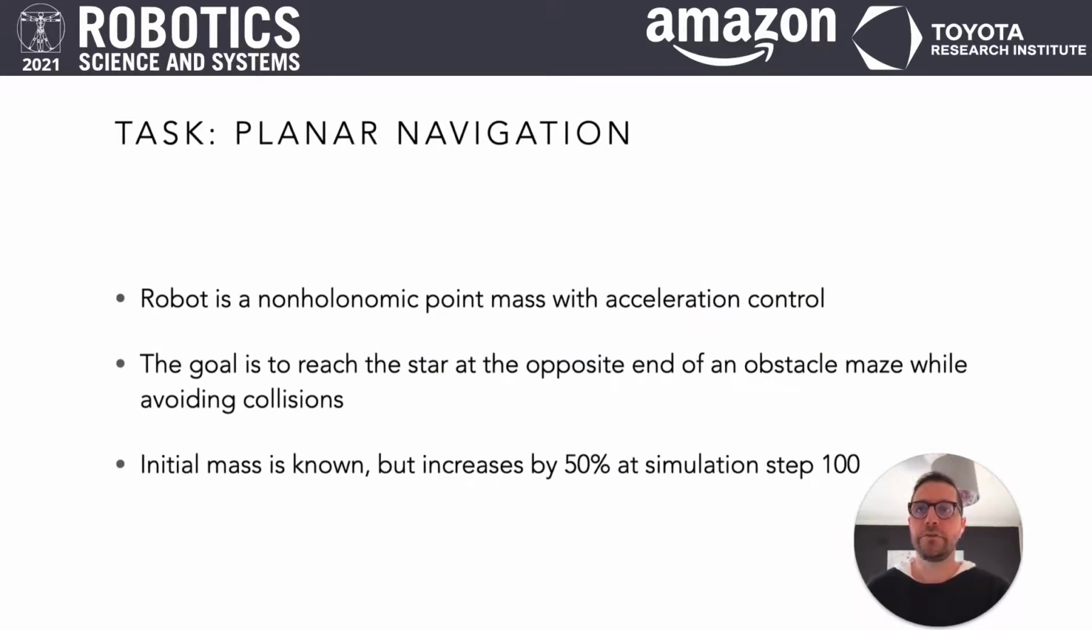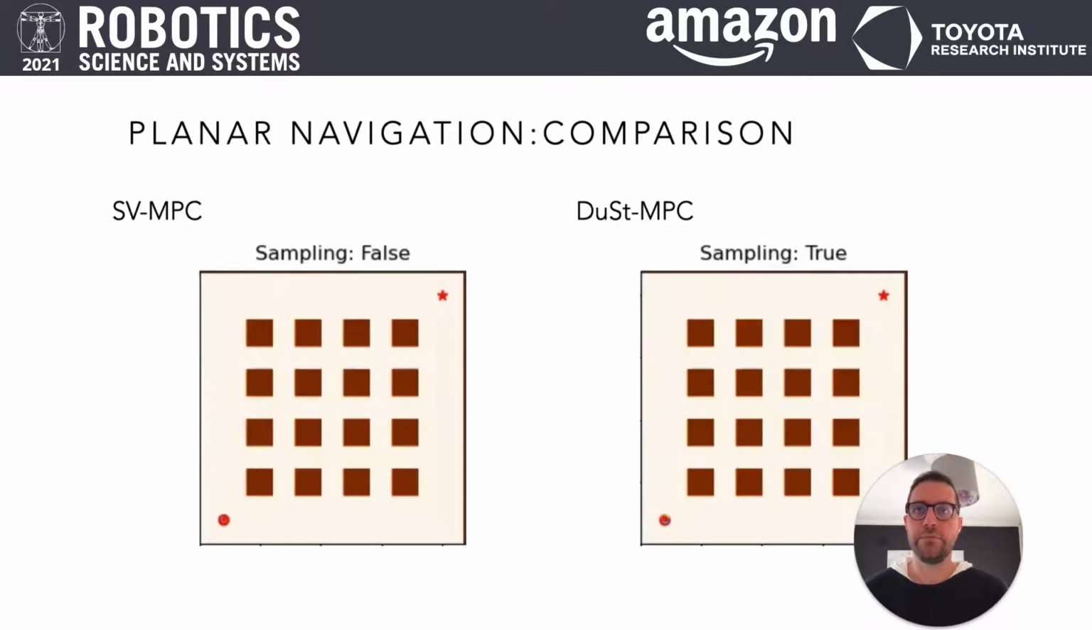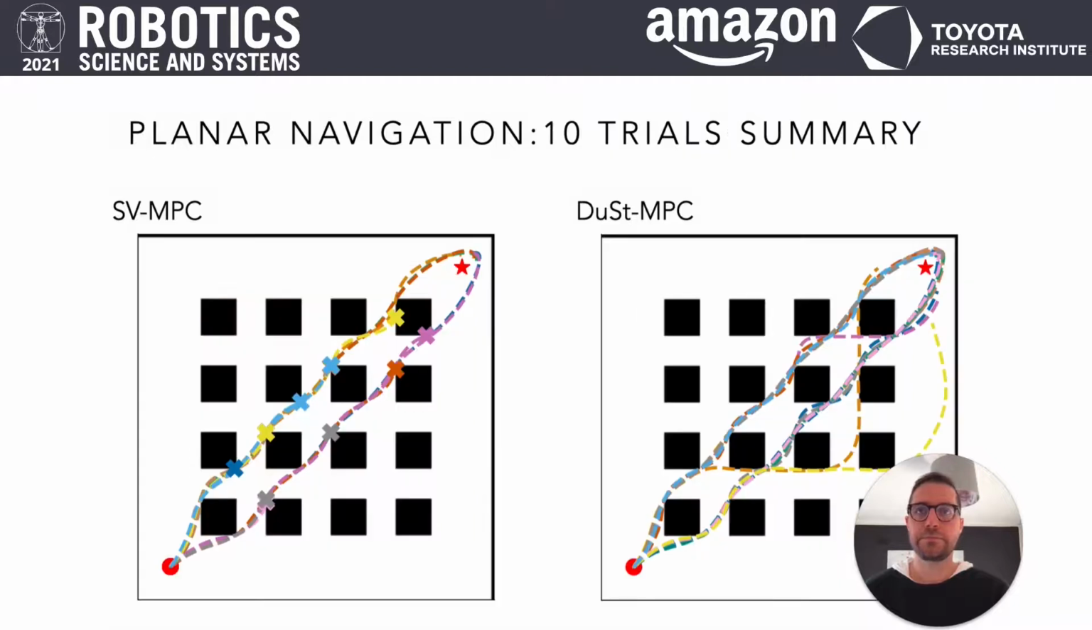The first task consisted in navigating a planar maze. The goal is to reach the target on the opposite side while avoiding collisions. Initially, the point mass weight is known, but after 100 steps, the mass increases by 50%. Because Dust MPC considers a distribution over mass and adjusts it with each new observation, it can quickly adapt and avoid collisions, whereas the model mismatch leads SVMPC to crash on several occasions. Here we show the outcome of 10 trials, where collisions are denoted by an X marker.